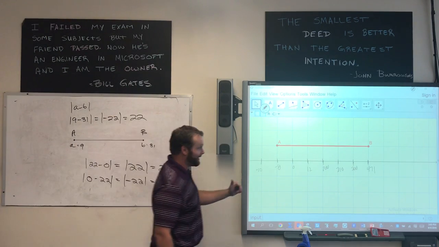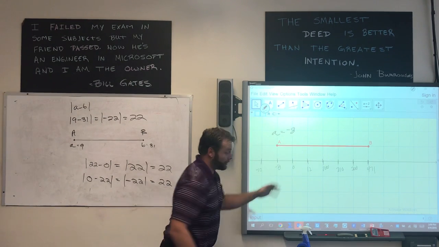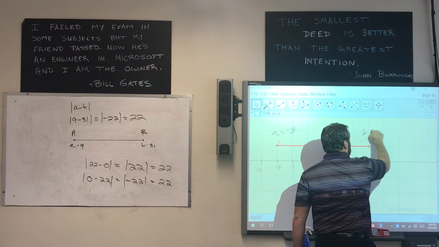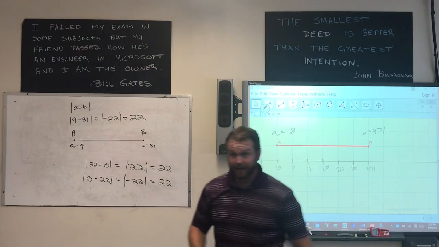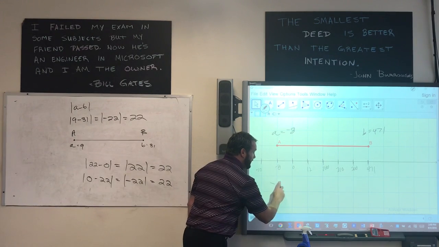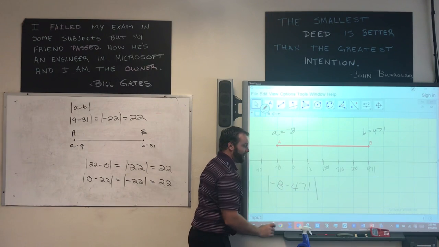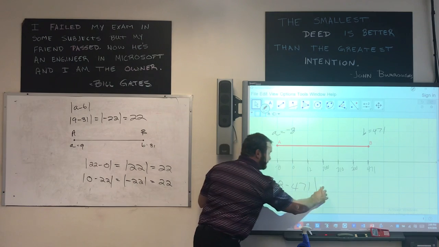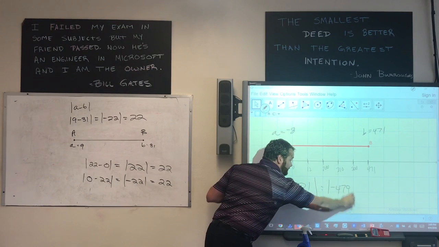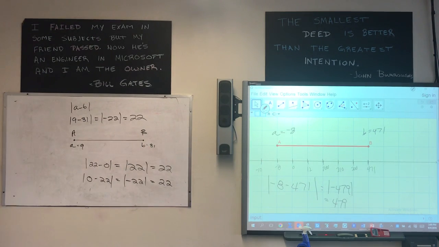Where in actuality, the way I've got it labeled, the coordinate for A is -8. The coordinate for B is 471. I need to subtract those. Okay, I need to go -8 minus 471. Take that absolute value. Okay? So it's going to give me what? -479. It's going to be 479 units, whatever they may be, feet, inches, miles, centimeters, whatever would specify as being the distance that I said. Does that kind of make sense?